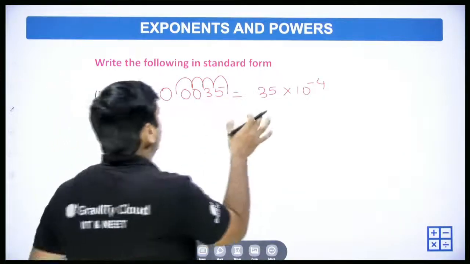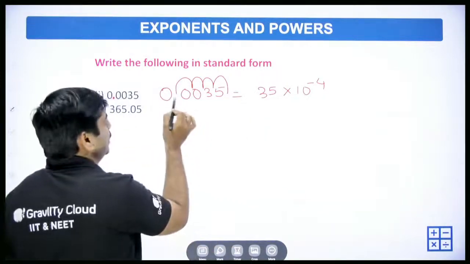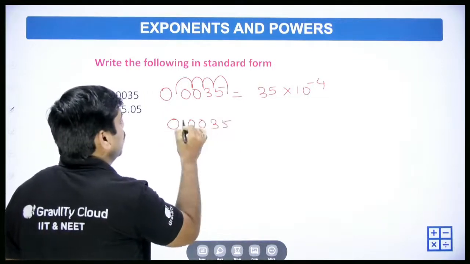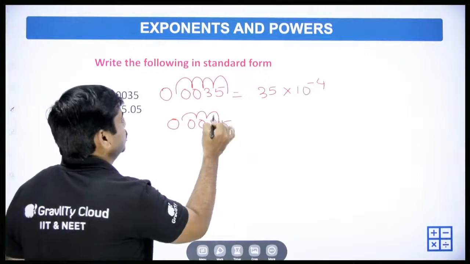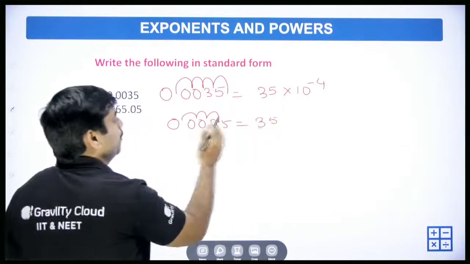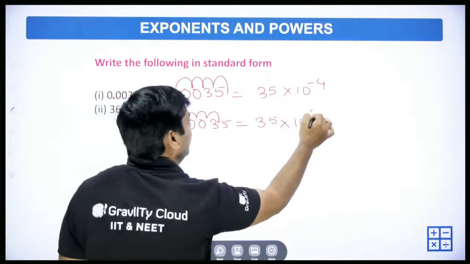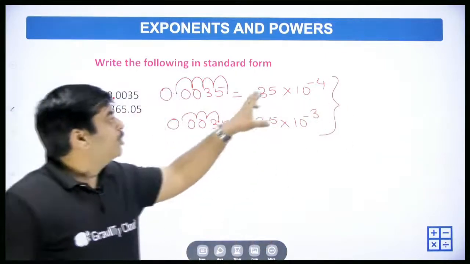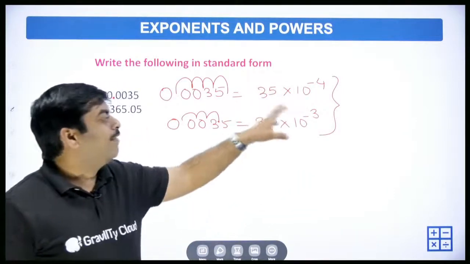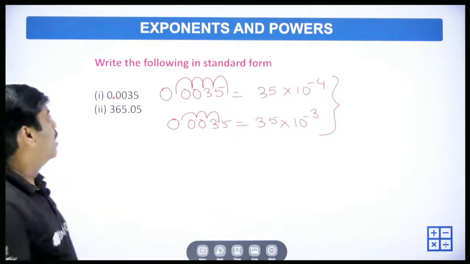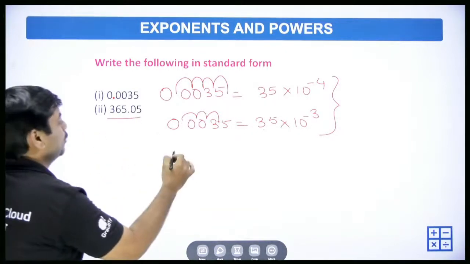Or the same thing, when the decimal point is transferred only 3 places, 1, 2, 3, here we can write 3.5 into 10 power minus 3. Both are the same. 35 into 10 power minus 4 or 3.5 into 10 power minus 3, both are correct. Right? What about 365.05?